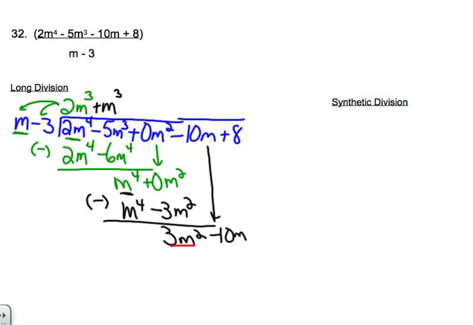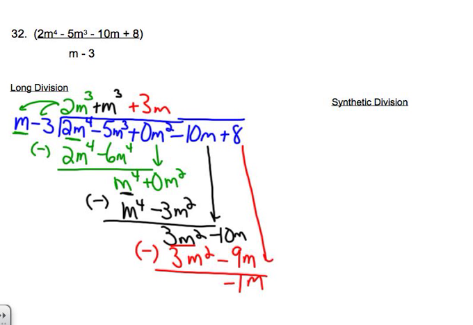Now we look at 3m squared, and we say m times 3m gives us 3m squared, minus 3m times 3 is 9m. When we subtract, the 3 minus 3 gives 0. Negative 10 minus a negative 9 is really negative 1m. Bring down our next term of positive 8, and this will be the last time we do this.